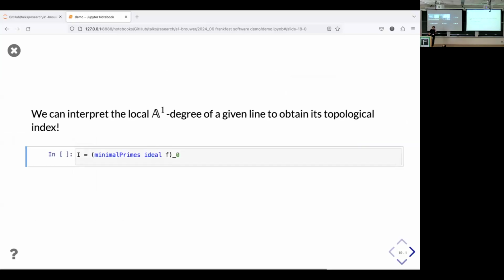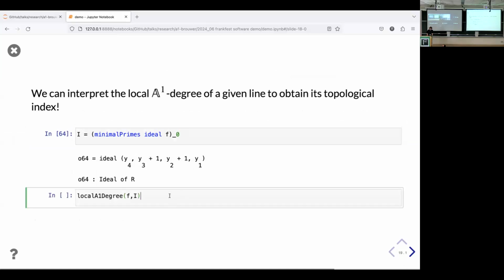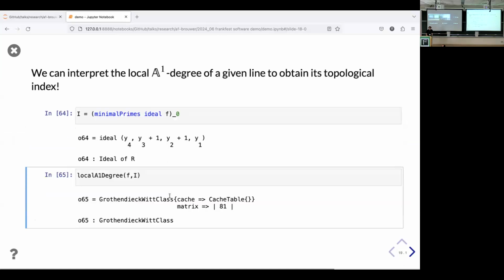Okay, so I can actually find a line in this sort of thing, and I can interpret its local A1 degree. So if I look at the minimal primes here, I could pull out one of these lines. And this is the one defined by this equation. And I can compute the local degree of my thing at this line. And what I get is a matrix. It's a 1-by-1 matrix with 81. And this is a square, so I get plus 1 here. And this is telling me for that specific line, when I go along the tangent bundle, it doesn't come back flipped. It stays the way it was.